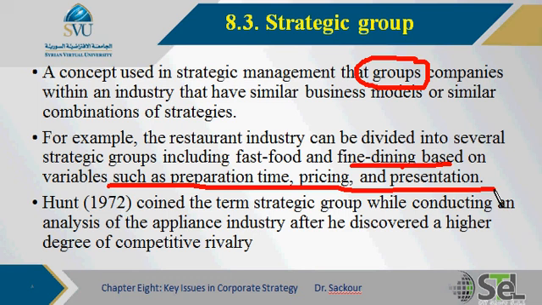Hunt coined the term strategic group while conducting an analysis of the appliance industry, after he discovered a higher degree of competitive rivalry between specific groups of companies.